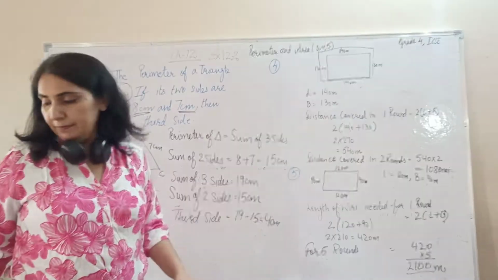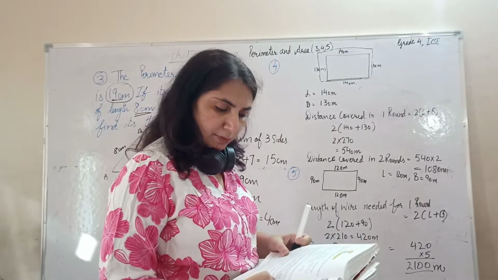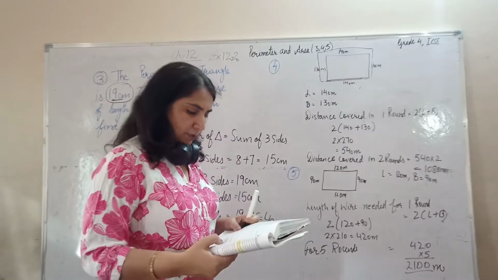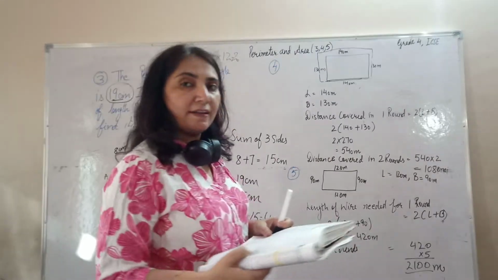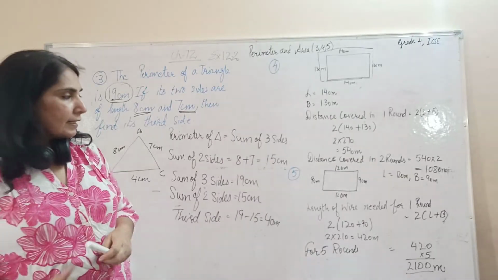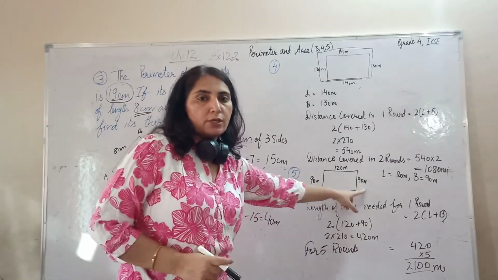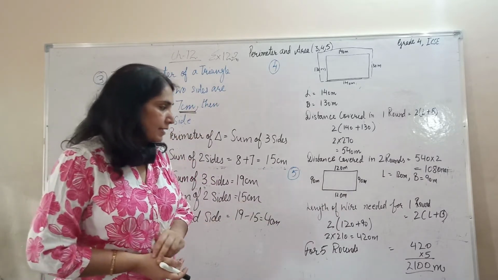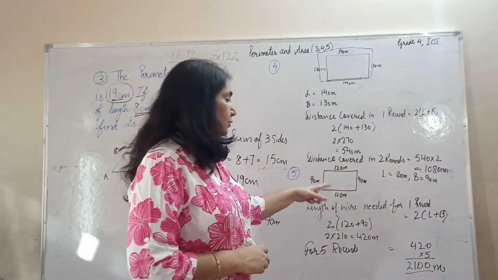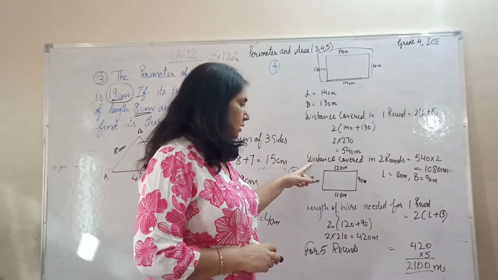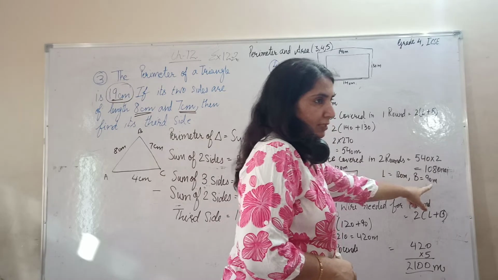Last, number 5. The length and breadth of a rectangular garden are 120 meter and 90 meter respectively. Find the length of wire needed to fence all around the garden 5 times. Dimensions of a garden are given. Length is 120 meter, breadth is 90 meter. You have to tell how much wire is needed to fence it 5 times. Means with wire you have to take 5 rounds. First we will be writing length 120 meter, breadth 90 meter.